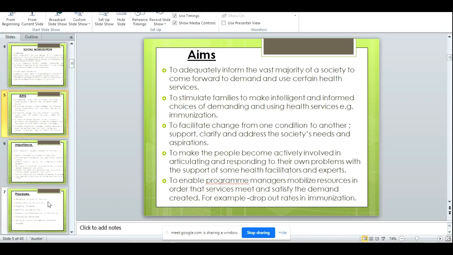For example, dropout rate in immunization. If the supply for immunization is lower than the demand, we want to mobilize and make sure that the demand is equal to the supply. That's what that point is talking about.